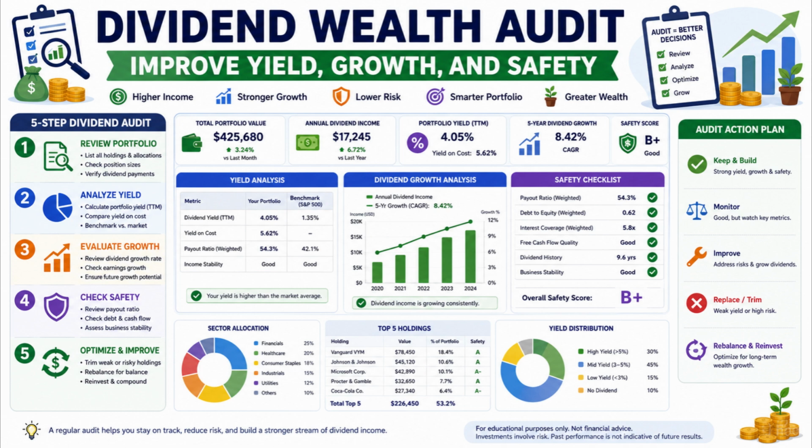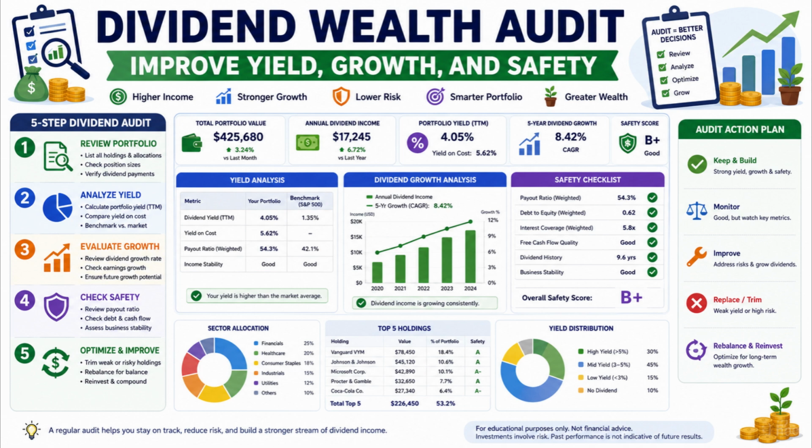After reviewing these factors, assign a safety score. In this example, the portfolio receives an overall score of B+, indicating generally good safety with some areas that may still require monitoring. A safety score should not be treated as a guarantee, but it can help summarize several financial measures in one understandable result.